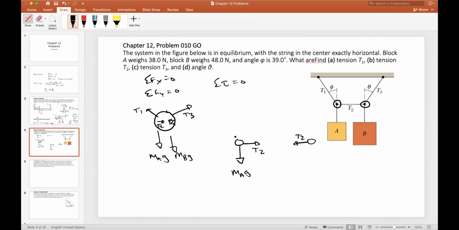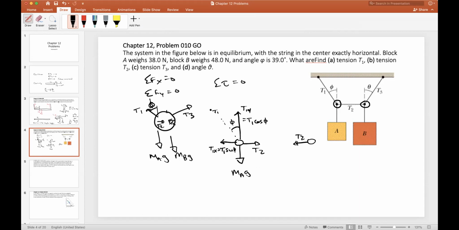We need everything in X and Y, and we see that T1 is at this angle phi that they gave us. They gave us this angle phi. So we can break this up. Now remember, this is T1 and this is phi. Therefore, T1 in the Y direction is T1 cosine of phi. It's this vector along here if we look at this triangle. And T1 in X is actually negative. We don't need to worry about that, but negative T1 sine of phi.